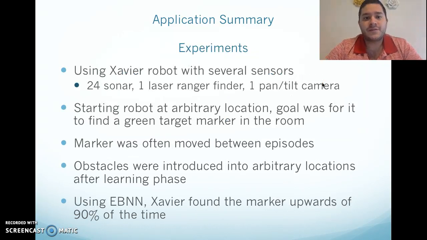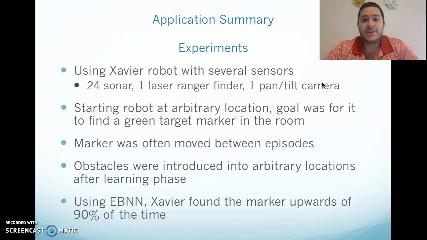So the physical experiments were with a Xavier robot, which had 24 sonar sensors to detect distance, and this went all the way around it. It had a laser rangefinder, which is just right in front of it, but it was very precise, and it had a pan-tilt camera on top of it, which it could locate things by their color, which is important because the goal of this experiment was to set this robot in an arbitrary location within an environment, and the goal was for it to map and navigate to a green target where it was arbitrarily placed in the room.